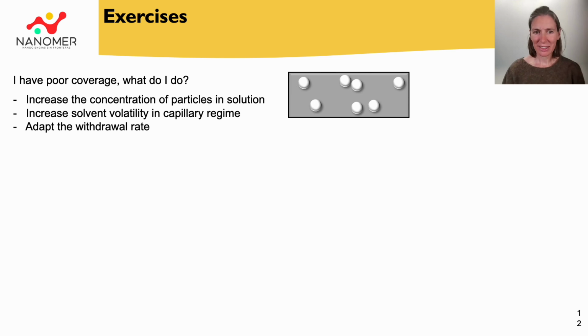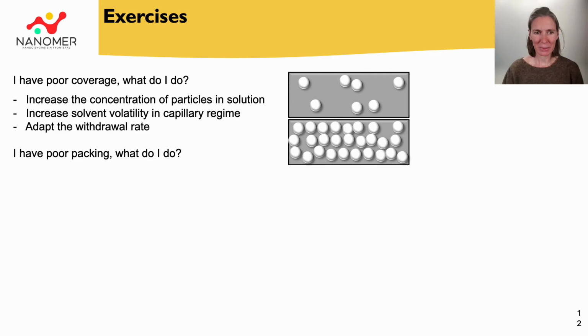You can increase the concentration of the particles in solution if your particles are cheap and easy to make, easy to scale up. You increase the solvent volatility and you work at low withdrawal speeds in order to concentrate your particles in the meniscus, or you adapt your withdrawal rate. You can either go very slow or very fast.